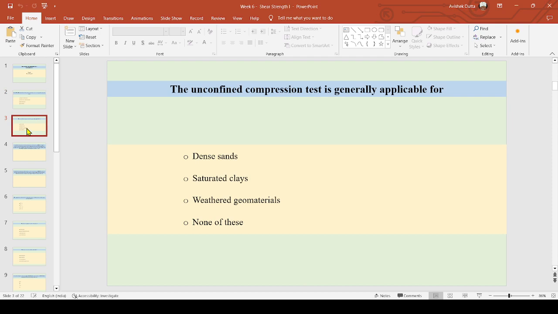The unconfined compression test is generally applicable for, the options are dense sands, saturated clays, weathered geomaterials, or none of these.